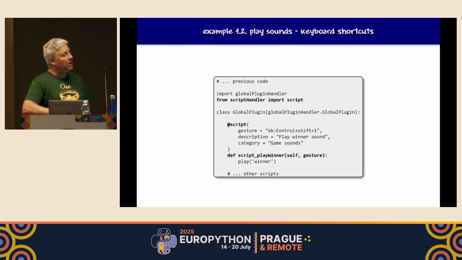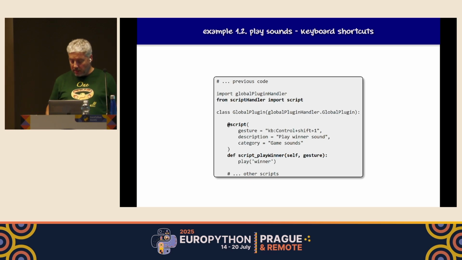And here is the add-on itself. I import the global plugins and so on, and then assign a keyboard gesture. In this case, I have put Ctrl+Shift+1 and Ctrl+Shift+2. So if I press here Ctrl+Shift+1, I win. If I press Ctrl+Shift+2, I lose. Okay? So this is a very simple script that just plays a sound here. Okay? Very simple.